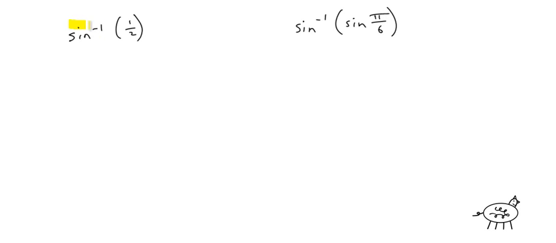The first thing you want to recognize is this guy right on the outside here. When you see that on the outside, what is your final answer going to be? It's going to be a radian measure.